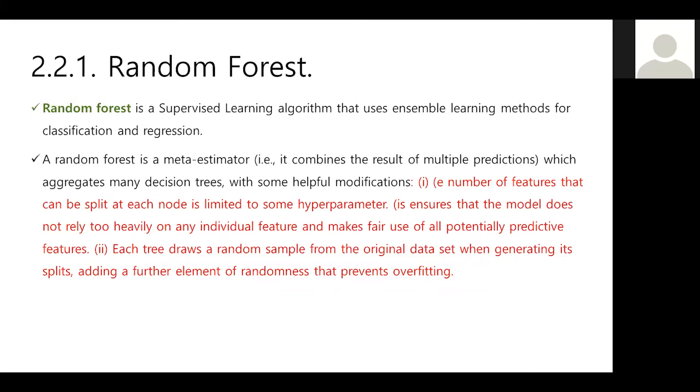Random forest is a supervised learning algorithm that uses ensemble learning methods for classification and regression. Random forest is a bagging technique and not a boosting technique. The trees in random forest are run in parallel. There is no interaction between these trees while building the trees. A random forest is a meta estimator which aggregates many decision trees with some helpful modification.